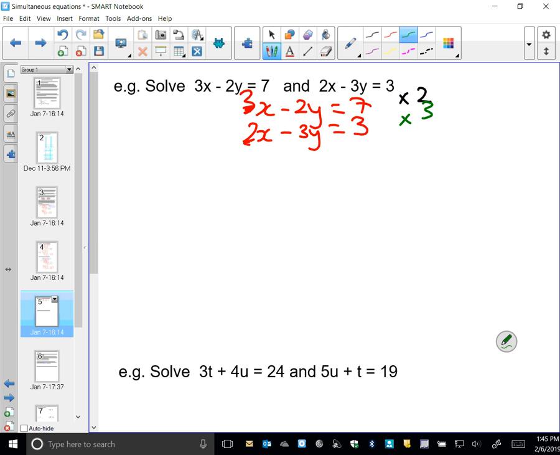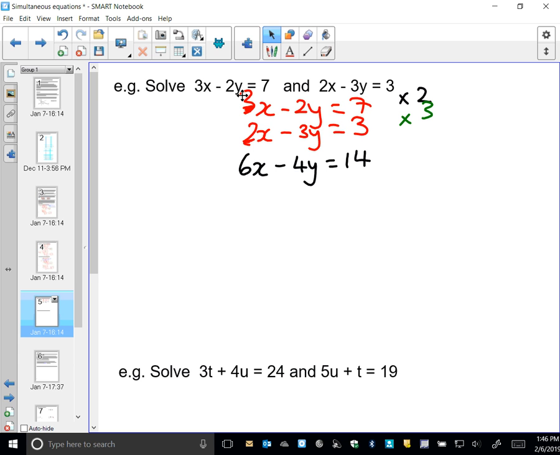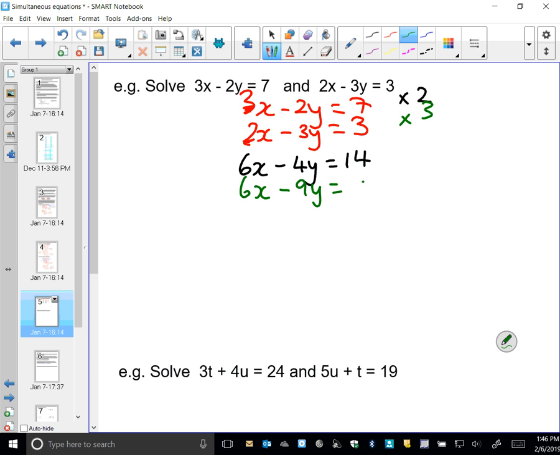Okay? So the first one multiplied by 2 gives me 6x, take away 4y equals 14. Hopefully you'll remember to multiply the end one. And the second one is going to be 6x minus 9y equals 9. Now, we can't put our box around the x's yet, because they have the same signs.